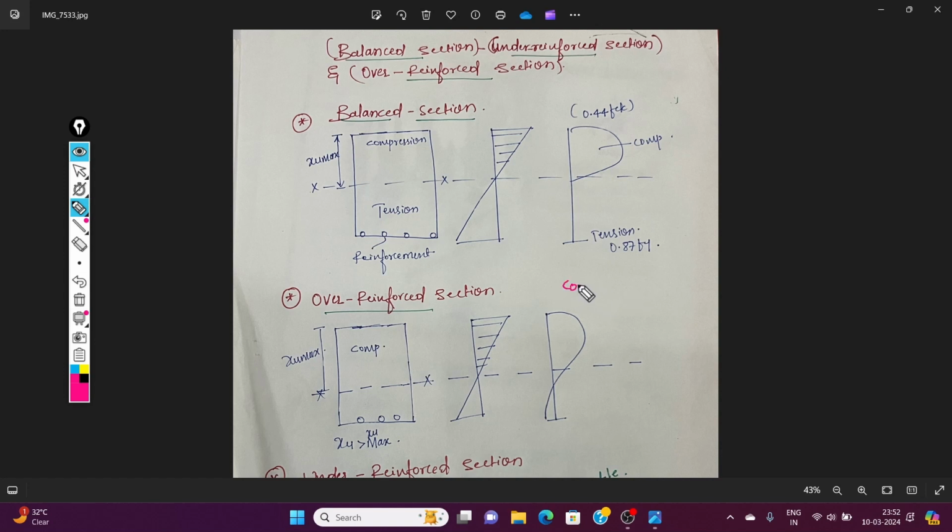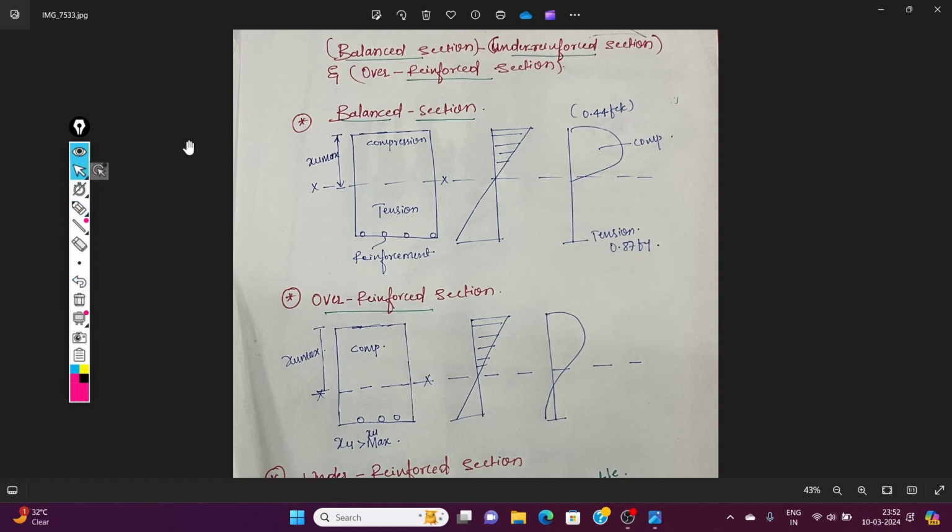Concrete is brittle in nature. It will break suddenly. Steel is ductile in nature. It will not break suddenly. It will deform, and after that, it will break. It gives some warning before breaking.